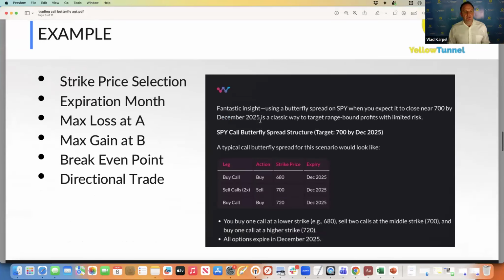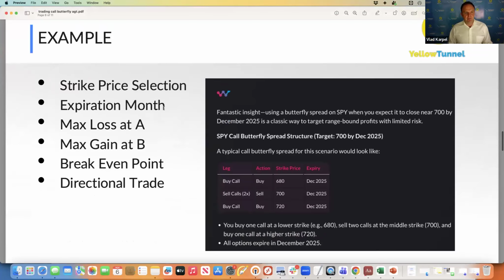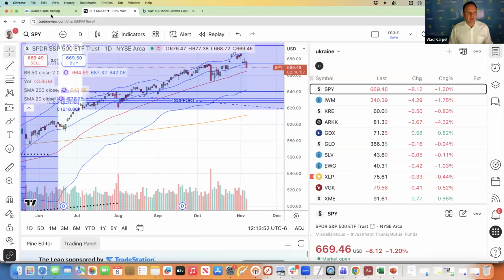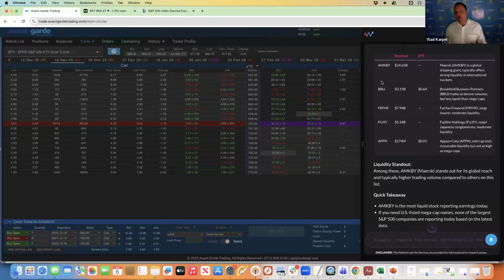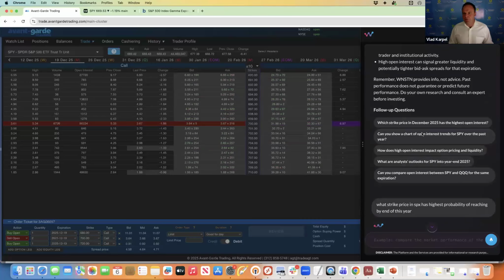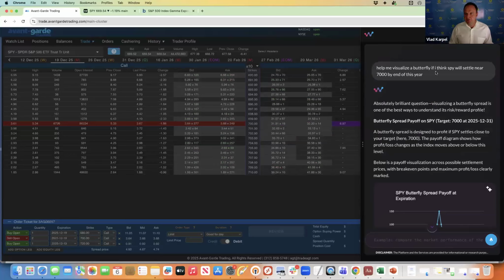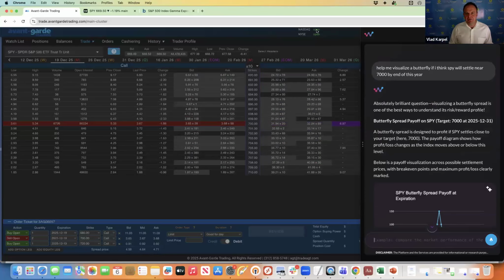So let's look at some examples of butterfly, right? Strike price selection is important. Expiration months, it could be end of the year. Some people use butterfly for weekly options that expire next week. But if you look at the Avant-Garde platform, I actually try to prepare some of these questions ahead of time so we can get more organized and get a faster answer.